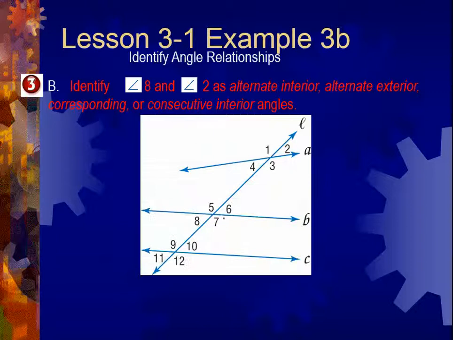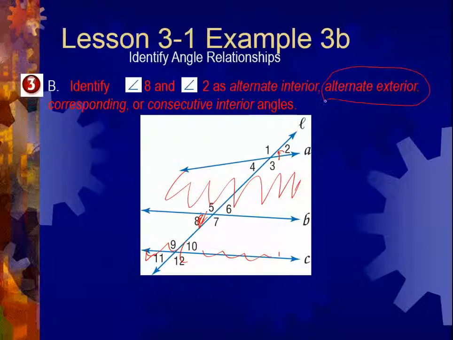Let's do another one. 8 and 2. Here's 2. Here's 8. Again, these are insignificant. Okay, well, they're both on the outside of these two lines because here's the inside. So they're going to be exterior angles. Now we just got to decide, are they on the same side of this transversal? Or are they on opposite sides of the transversal? And hopefully you see that they are on opposite sides. Angle 8 is on the left side, angle 2 is on the right side, so we would call them alternate exterior angles.